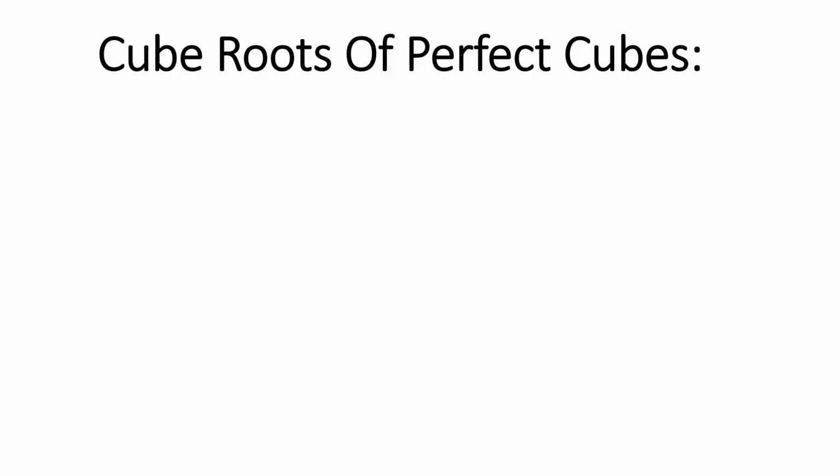Now before we go towards the method of finding the cube roots of perfect cubes, let's see what we mean by cubes and cube roots. Cubes, in simple words, is nothing but when a number gets multiplied by itself twice, we get a cube of that particular number, and the cube root is just an inverse of that. So let's see how.